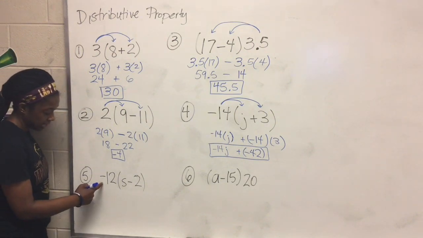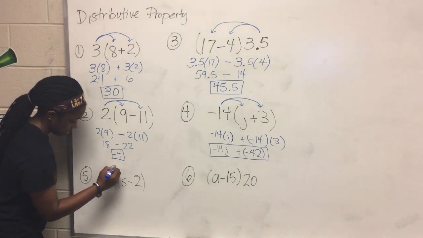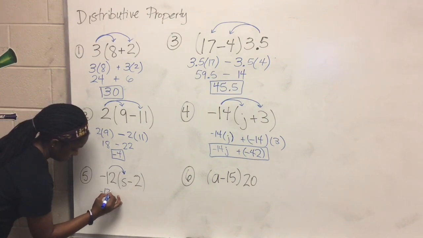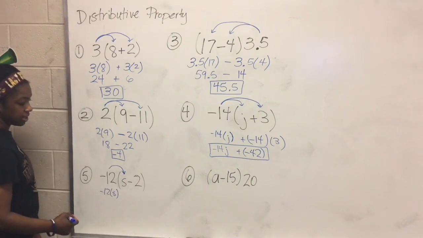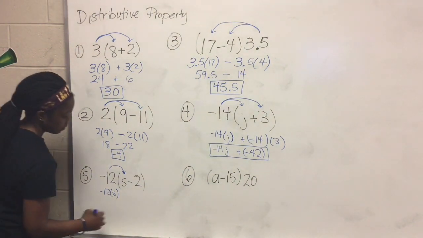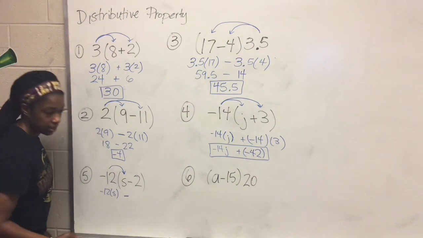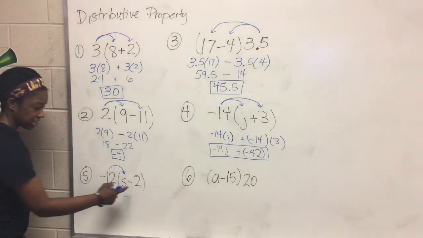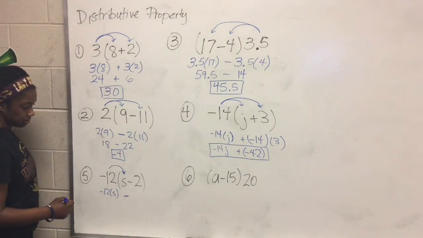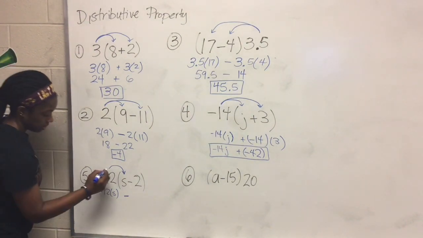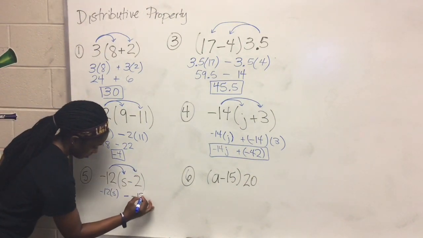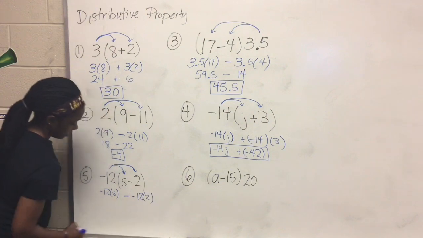We're going to multiply negative 12 times s. That'll give me negative 12s. Then I'm going to bring down a minus sign or a plus sign. Okay, a minus sign. And why is that? Because that's what I see in the problem. So what do I do next? Okay, I multiply negative 12 times 2. Now I can just solve.